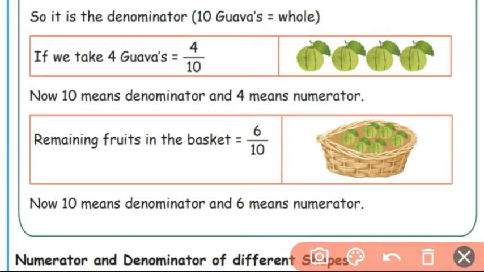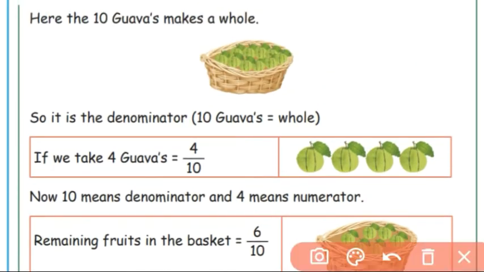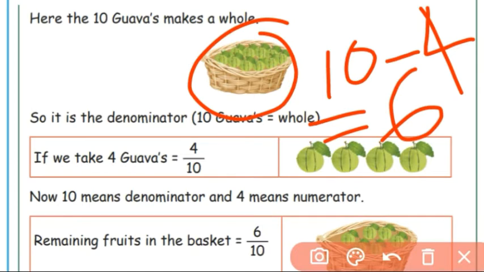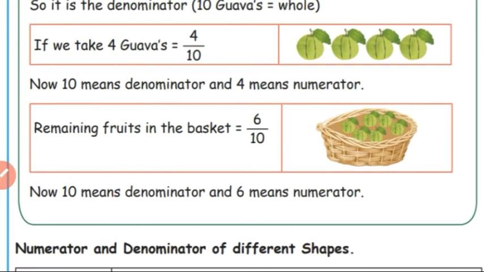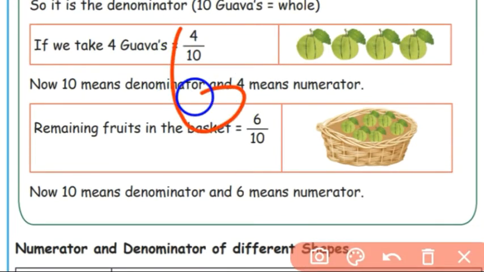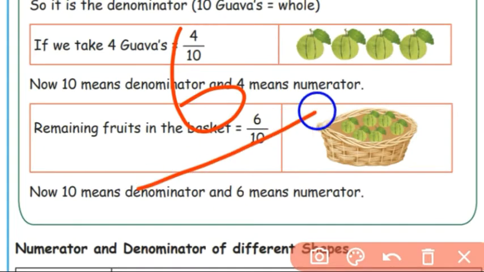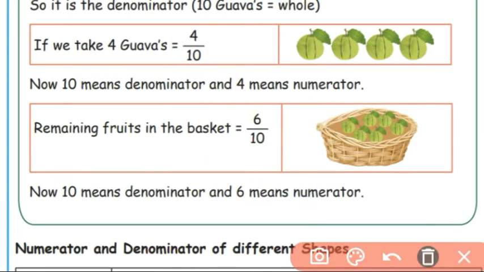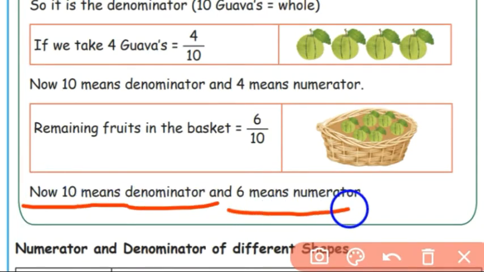See, in this basket there are 10 guavas. I am taking 4. 10 minus 4, remaining 6. So the remaining guavas are 6 divided by the total guavas 10: 6 by 10. Now 10 means denominator and 6 means numerator.